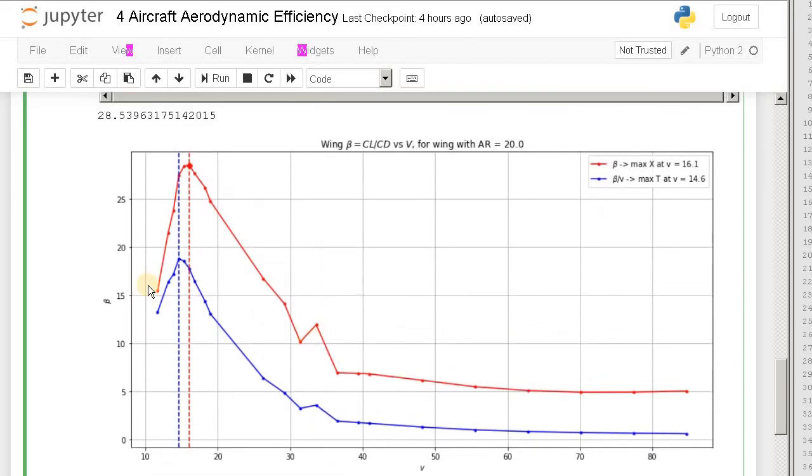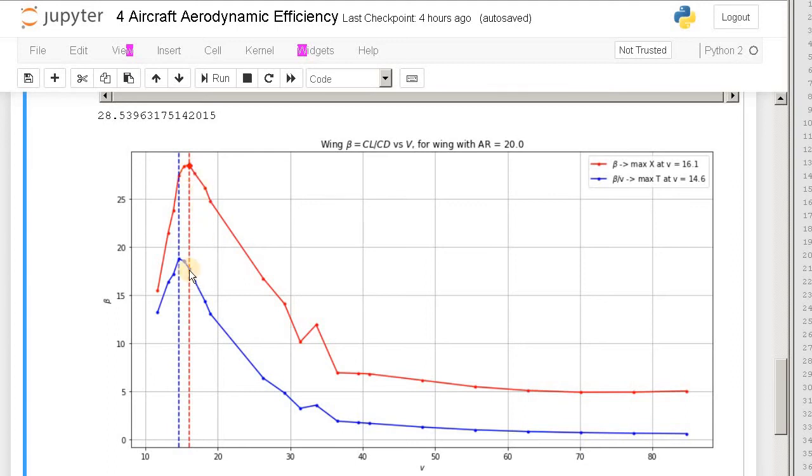So what I have here, the first curve is beta itself. The beta is the red curve. It has this interesting shape, and we would like to have this beta maximized. So basically we would have to pick the point which is maximum, again done automatically, and the speed which is corresponding to this maximum position of this graph is 16 meters per second.